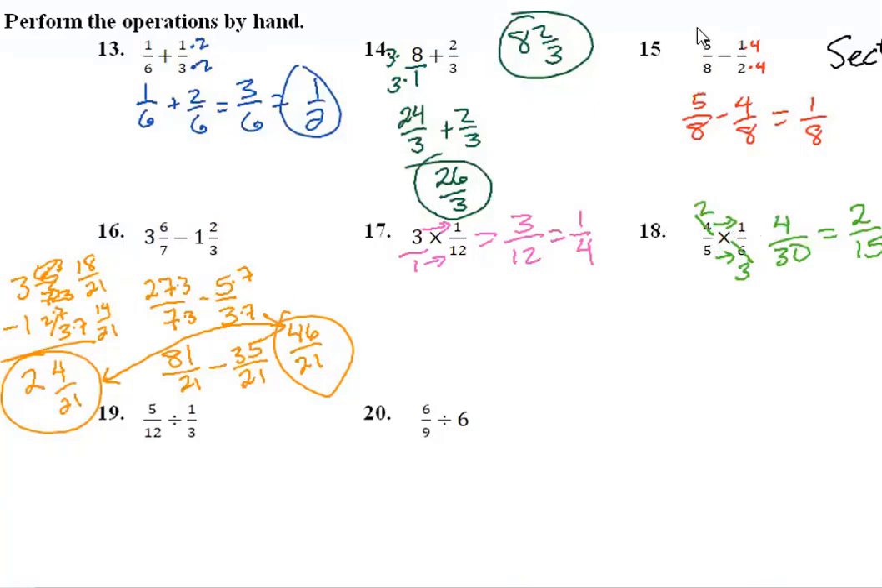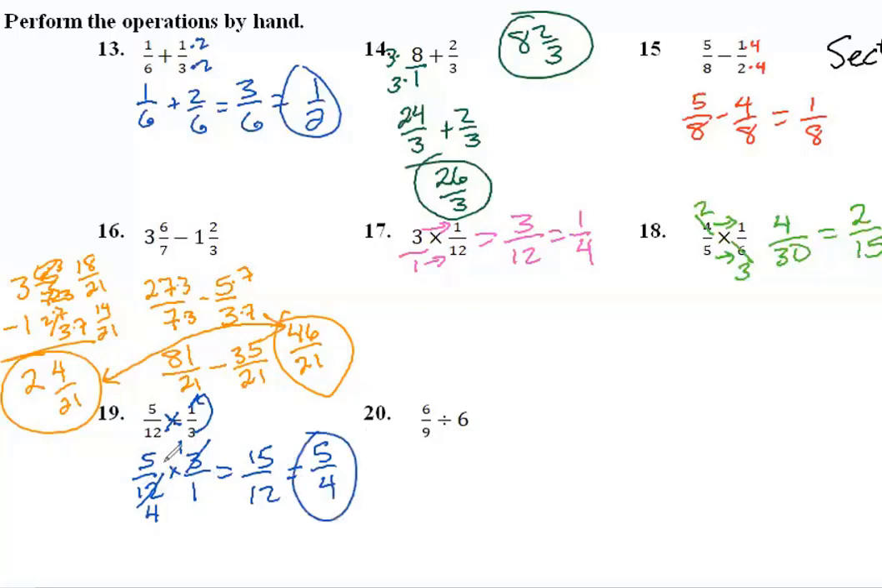All right, number 19, 5/12 divided by 1/3. This is where we multiply and then switch this guy into its reciprocal. 5/12 times 3 over 1. 5 times 3 is 15 over 12. Divide by 3, and you get 5/4. You could have also divided ahead of time. Divide by 3, and you get 1/4, and timesing them, you get 5/4. So that pre-simplification is pretty handy. Number 20.